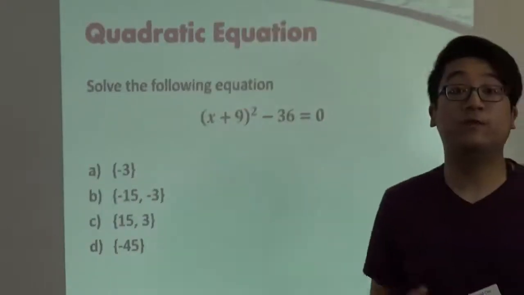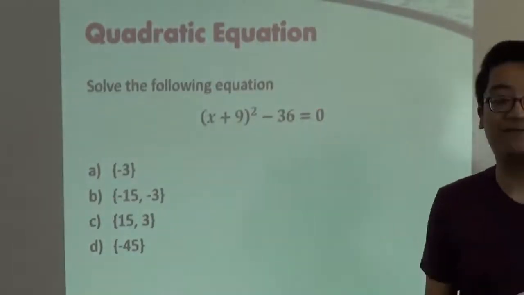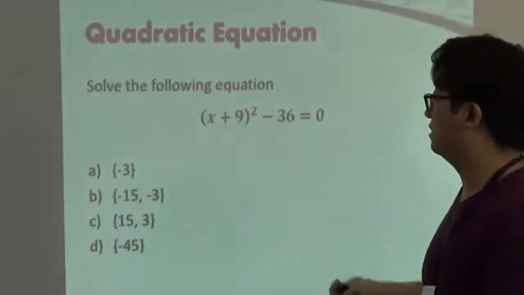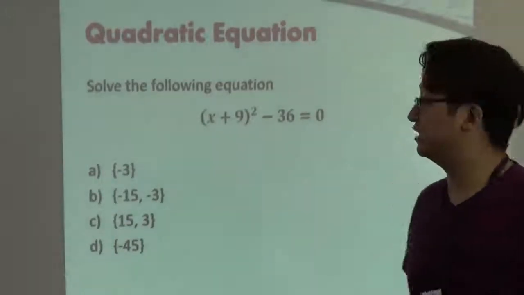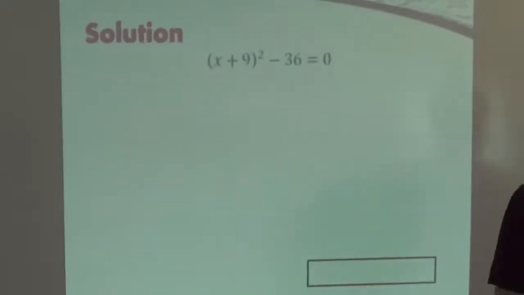What we've been doing so far is factoring. All we've been doing is factoring. Now we apply that factoring to solving a quadratic equation. So let's look at this expression. Solve the following equation: x plus 9 squared minus 36 equals 0. So let's see what we do first.